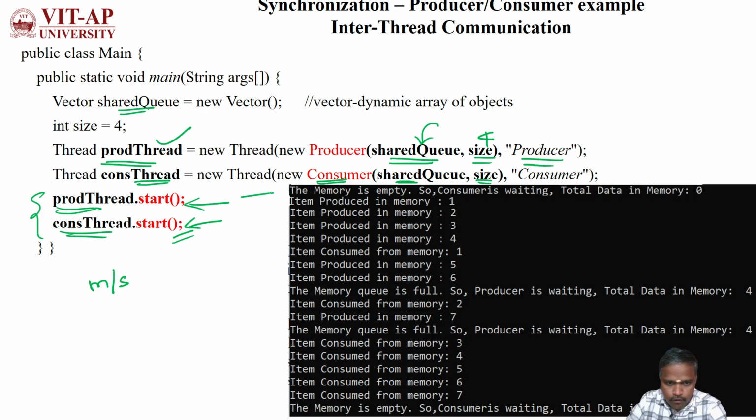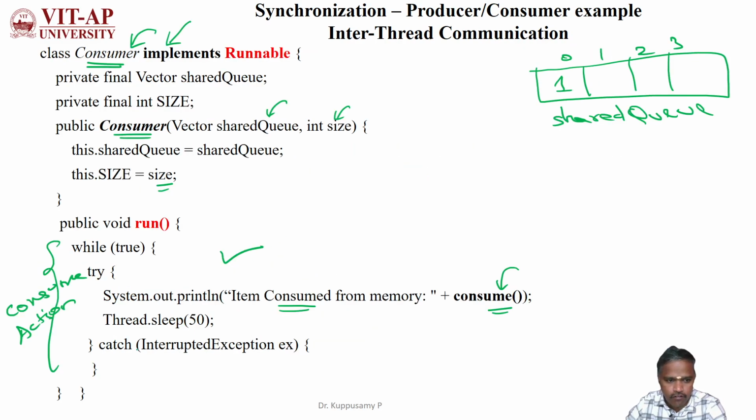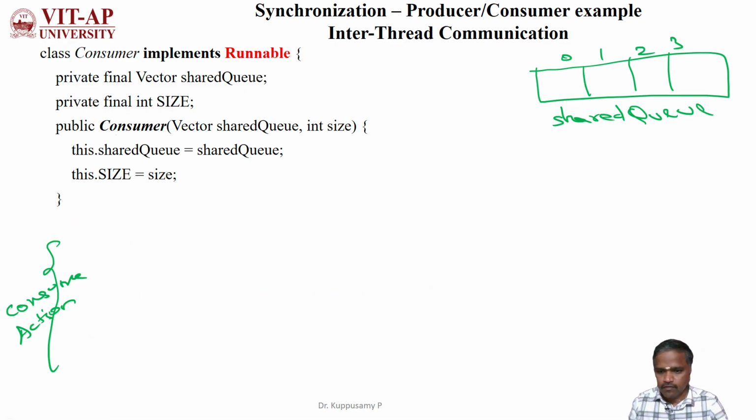As per this output, initially you see the consumer got the CPU for execution, and at that time it says the memory is empty. Initially the consumer got the CPU, with shared queue and size 4. Initially there is no data. As of now, assume there is no data because this is the first iteration. In the first iteration we do not have any data in the buffer, so it shows as empty here.